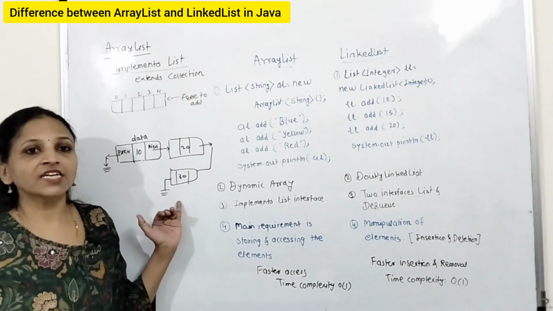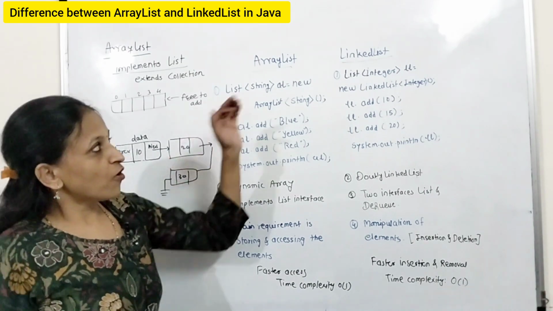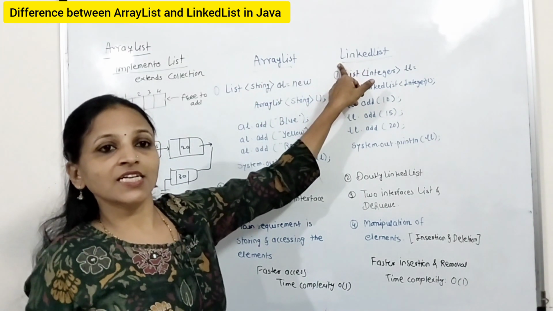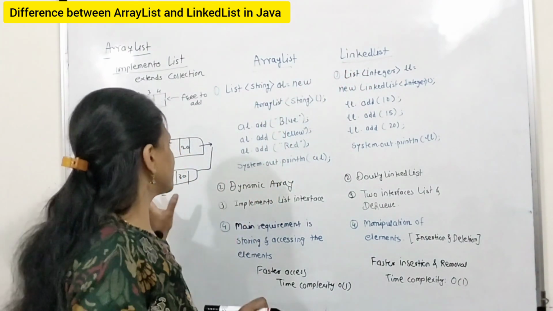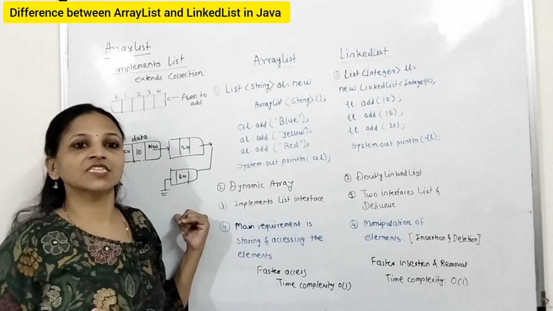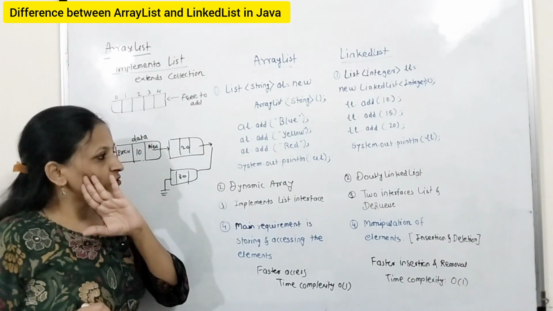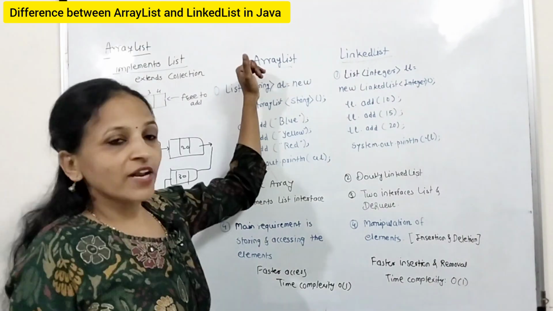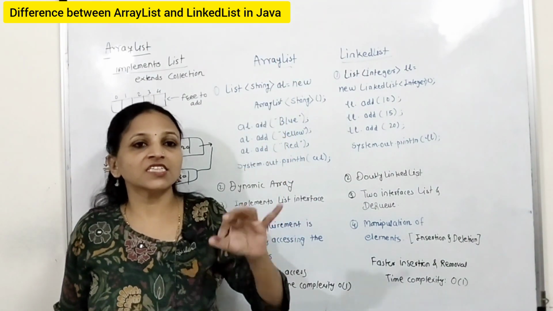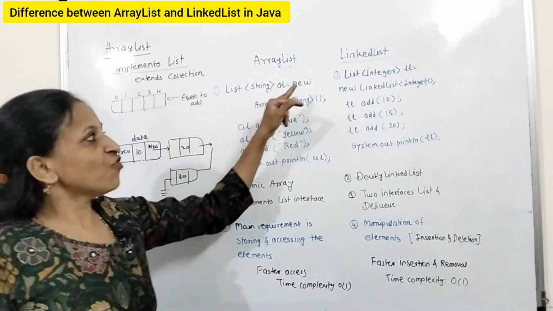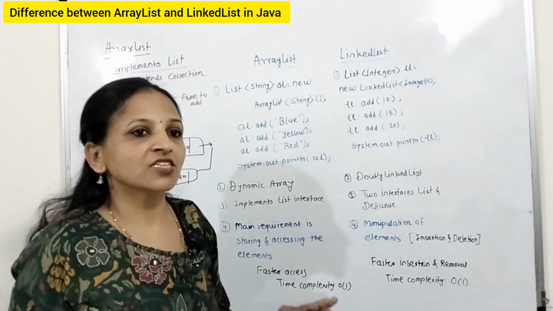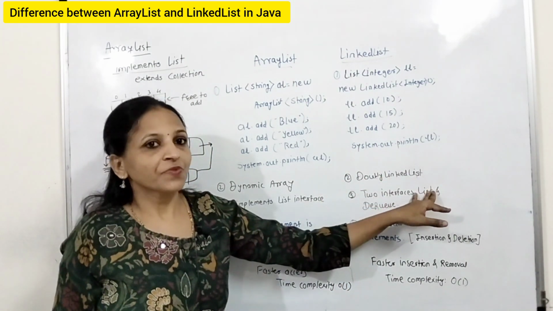That is the underlying data structure for this linked list. This linked list has an underlying data structure that is a doubly linked list, in this way. Getting? Now see, this is the second difference. For array list, the underlying data structure is a dynamic array, and for linked list the underlying data structure is a doubly linked list. Getting?